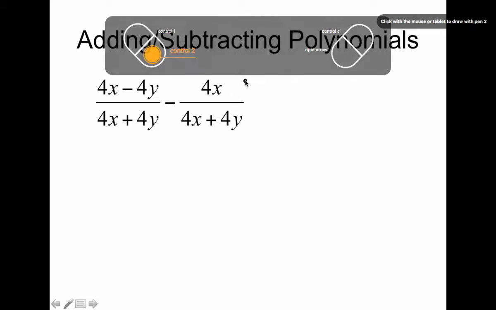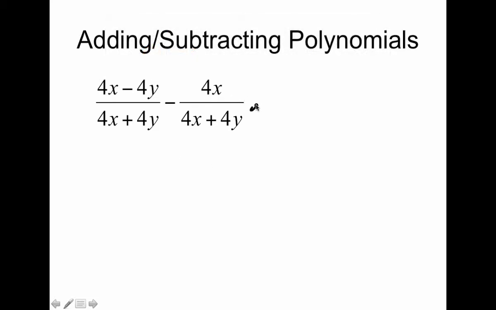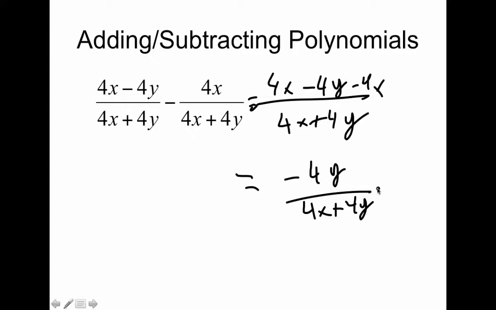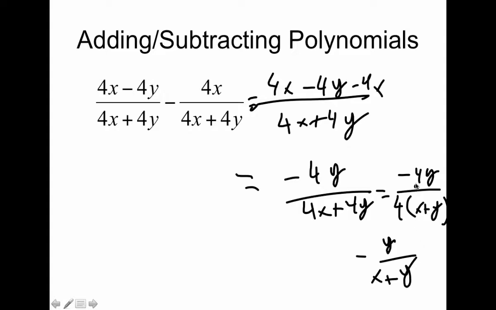Same thing here. Here's a minus sign, but there's only one thing that it's being subtracted. So I get 4x plus 4y in the denominator, and then on top I get 4x minus 4y minus 4x. So my 4x minus 4x goes away. I get negative 4y all over 4x plus 4y. Well, everything has a 4. So on the bottom, you could factor out x plus y. So I end up with negative y over x plus y because these 4's can cancel after you factor it out.